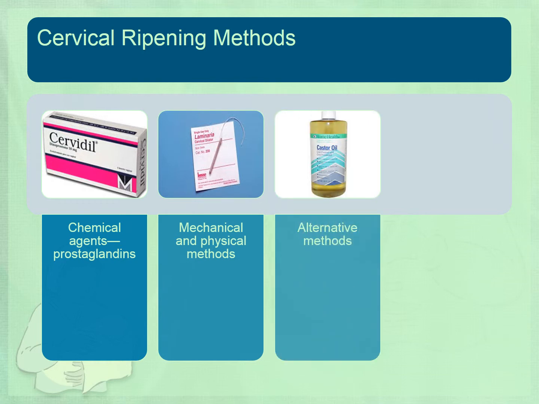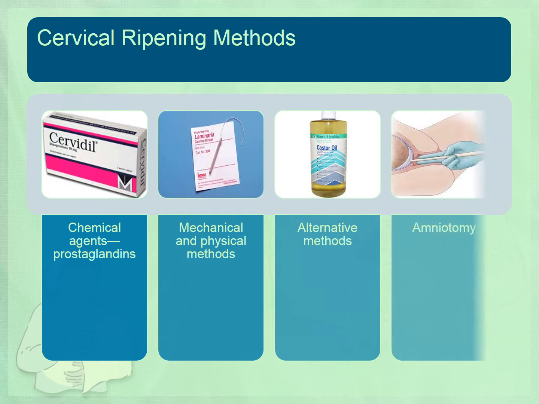Alternative methods include the use of blue cohosh and castor oil for their stimulating effects, and black cohosh and evening primrose oil to ripen the cervix. While natural, these substances potentiate the effects of pharmacologic methods of cervical ripening and stimulate uterine contractions and could therefore lead to the potential for tachysystole and precipitous labor and birth.